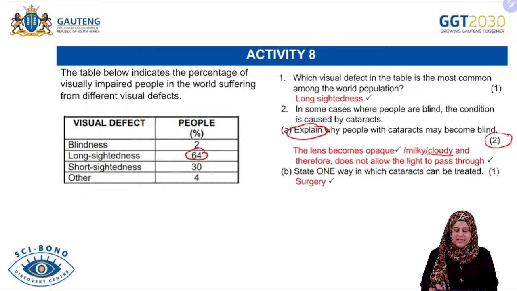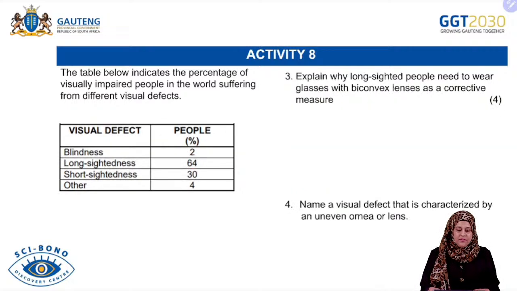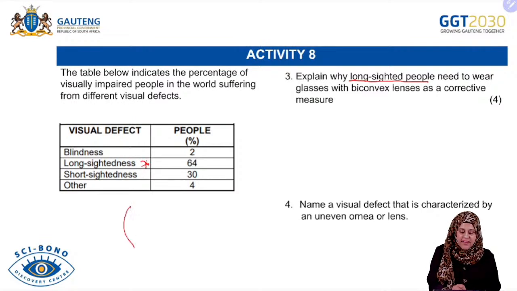Okay, let's look at another activity. Right, so here we are looking at the same activity, but just more questions on it. So it's the same table, and we've unpacked that data. So let's move on with the questions. Here it says, explain why long-sighted people need to wear glasses with biconvex lens as a corrective material, right? So we're looking at long-sighted people. So long-sightedness, this one here. And why do we need biconvex lenses, right?